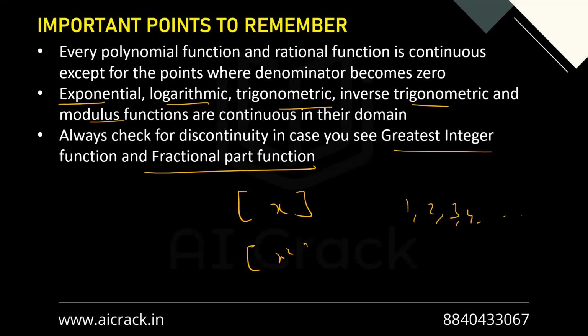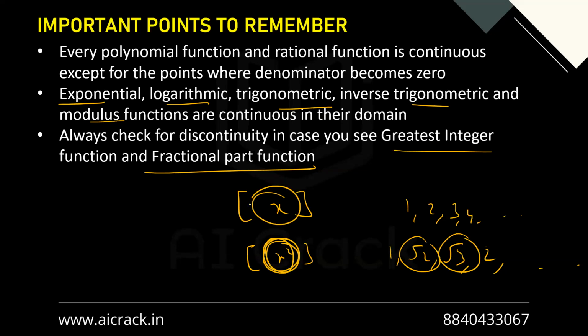Let's say we have x square. In that case, we'll be checking at 1, root 2, root 3, 2, and so on, right? Because for root 2, this function would become an integer, right? For root 3 also, this function would become an integer. So at all points where this value is taking integral values, we have to check the discontinuity of the function, okay?